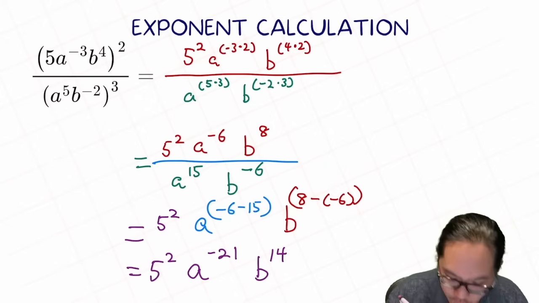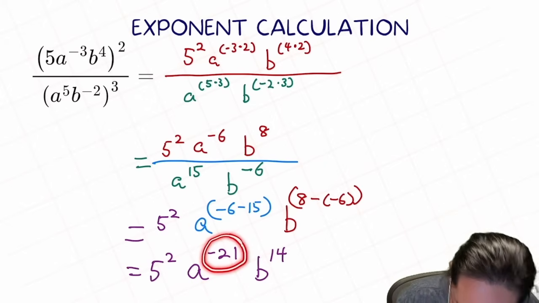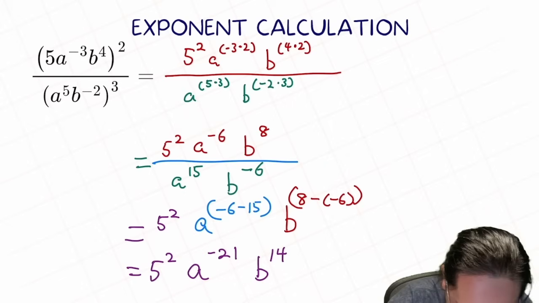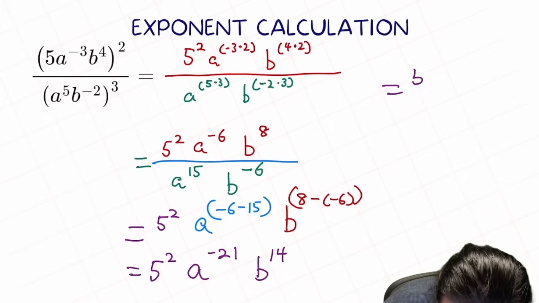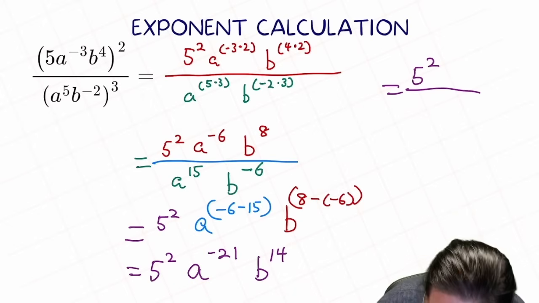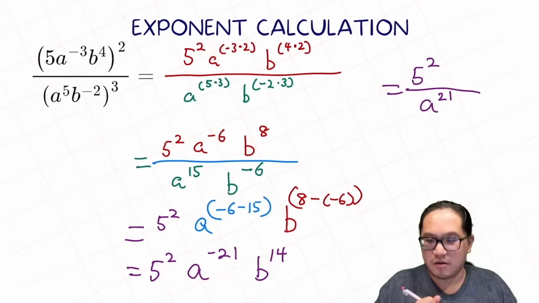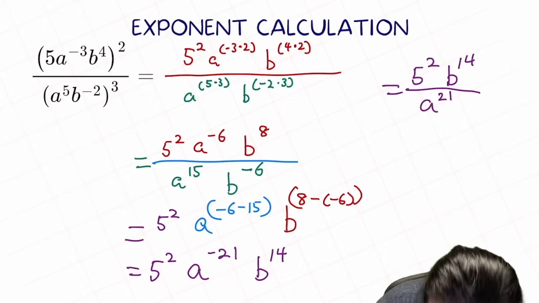Are we done yet? We're almost, right? Because we see a negative power here. So what will this form? What this will form is we still have 5 to the power 2 on the top. Now, because it's negative, right? We got negative power. We push it down, become a denominator, and keep B to the 14 on top.